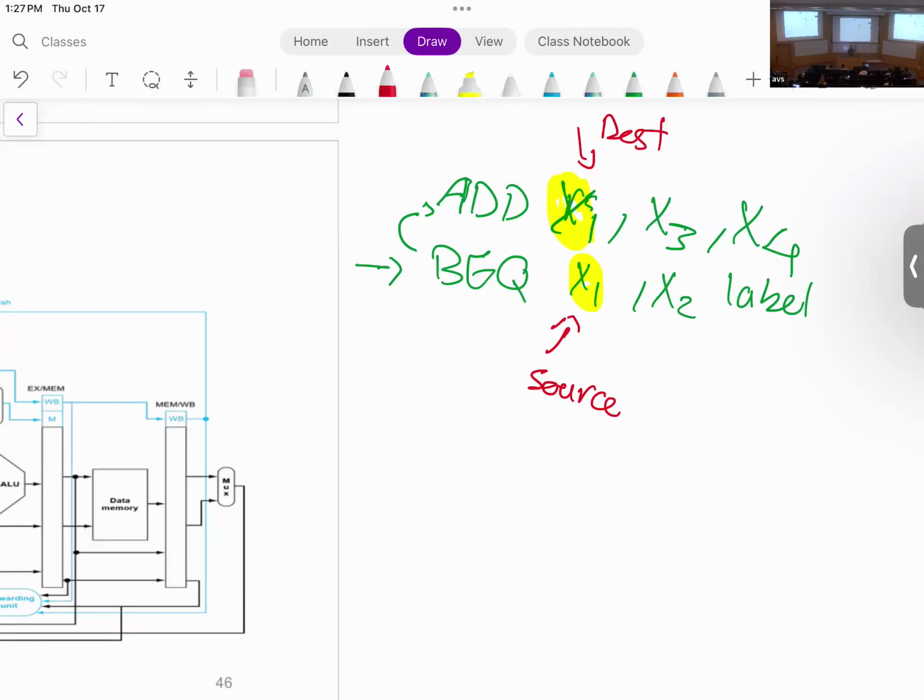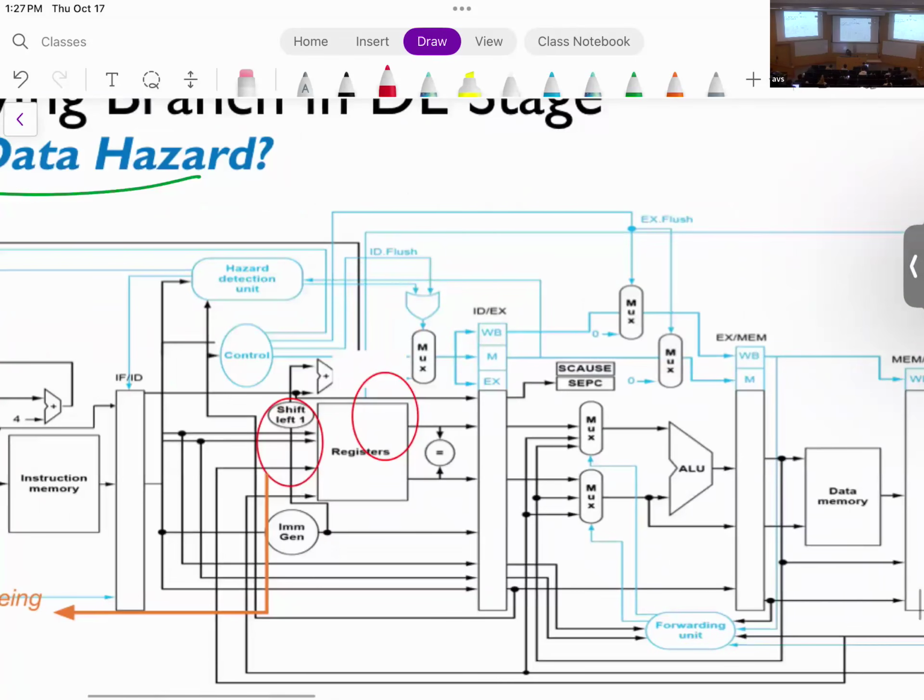I already told you that I can fix this with forwarding, but the assumption there was that I'm going to forward things in the ALU, in the execution operation. But now I need to read things in the decode stage. So forwarding cannot help me with that. So what should I do?